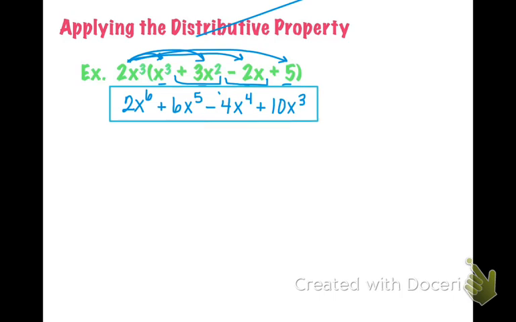And we should do a quick double check to make sure that there's no like terms, and there are not. We have a 6th power, a 5th power, a 4th power, a 3rd power. This would be a 6th degree polynomial.